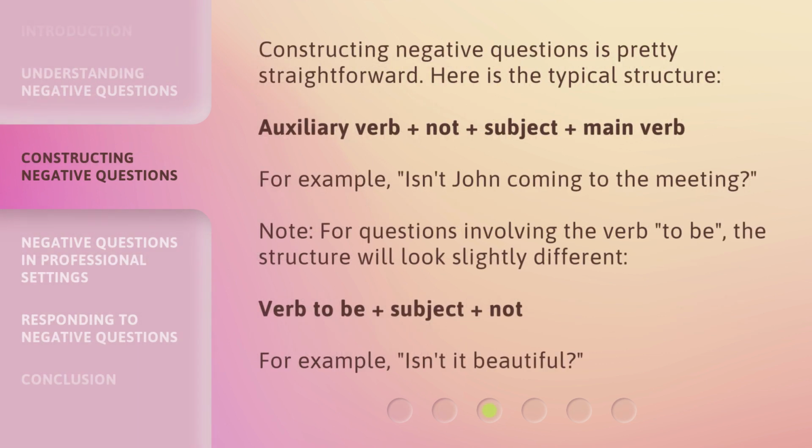Constructing negative questions is pretty straightforward. Here is the typical structure: auxiliary verb plus not plus subject plus main verb. For example, "Isn't John coming to the meeting?" Note, for questions involving the verb to be, the structure will look slightly different. Verb to be plus subject plus not. For example, "Isn't it beautiful?"